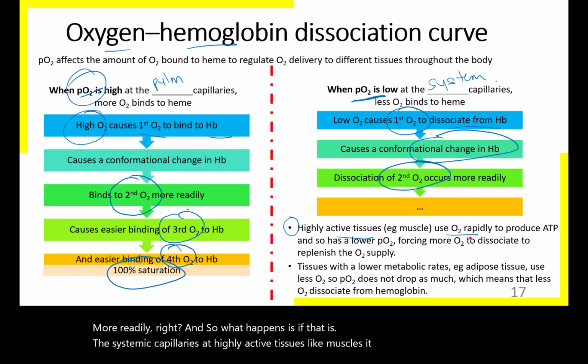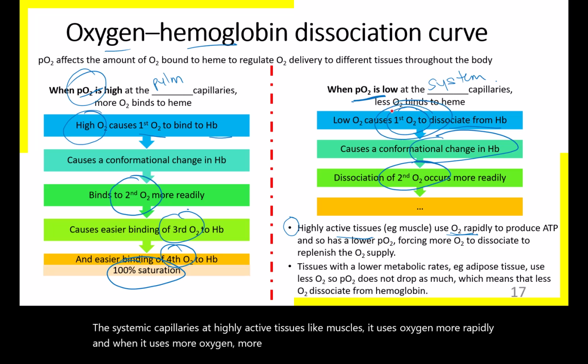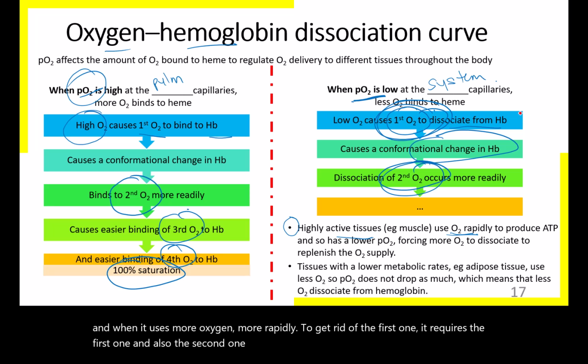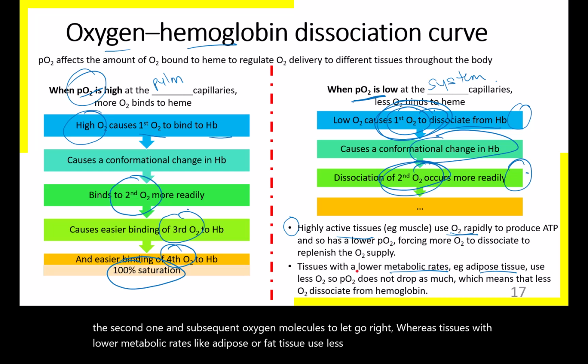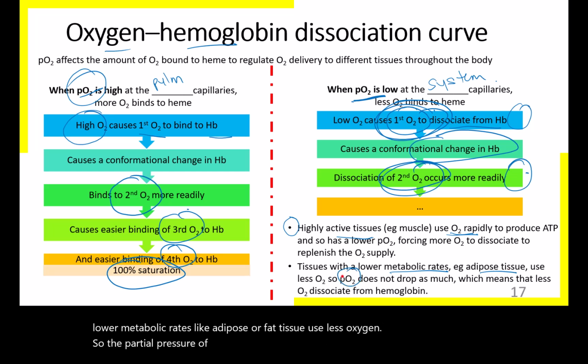the tissue uses oxygen more rapidly. When it uses more oxygen more rapidly, it requires the first oxygen and also the second one. It's easier, once the first oxygen molecule is let go, for the second and subsequent oxygen molecules to let go, right? Whereas tissues with lower metabolic rates, like adipose or fat tissue, use less oxygen, so the partial pressure of oxygen doesn't drop as much, and so less oxygen dissociates or leaves the hemoglobin molecule.